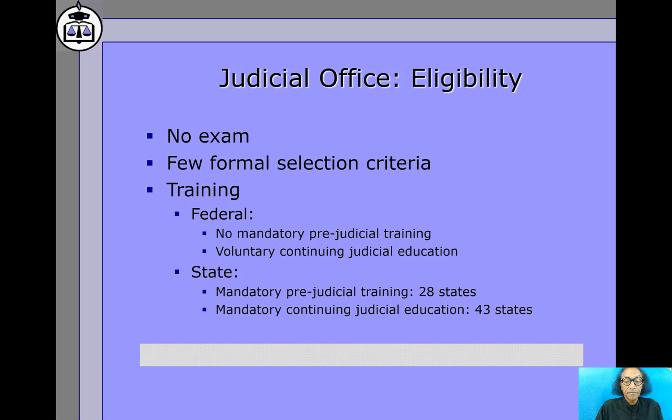They do get training, but it's not mandatory. No mandatory prejudicial training, so you don't have to go to judge school to become a federal judge. But they do have voluntary continuing judicial education. But generally, in the state system, in most places, I believe, including in California, you find that there is some prejudicial training and mandatory judicial education, which is also required for lawyers as well. Every 3 years, they have to take a certain number of credits, sort of updating themselves in different areas of the law.